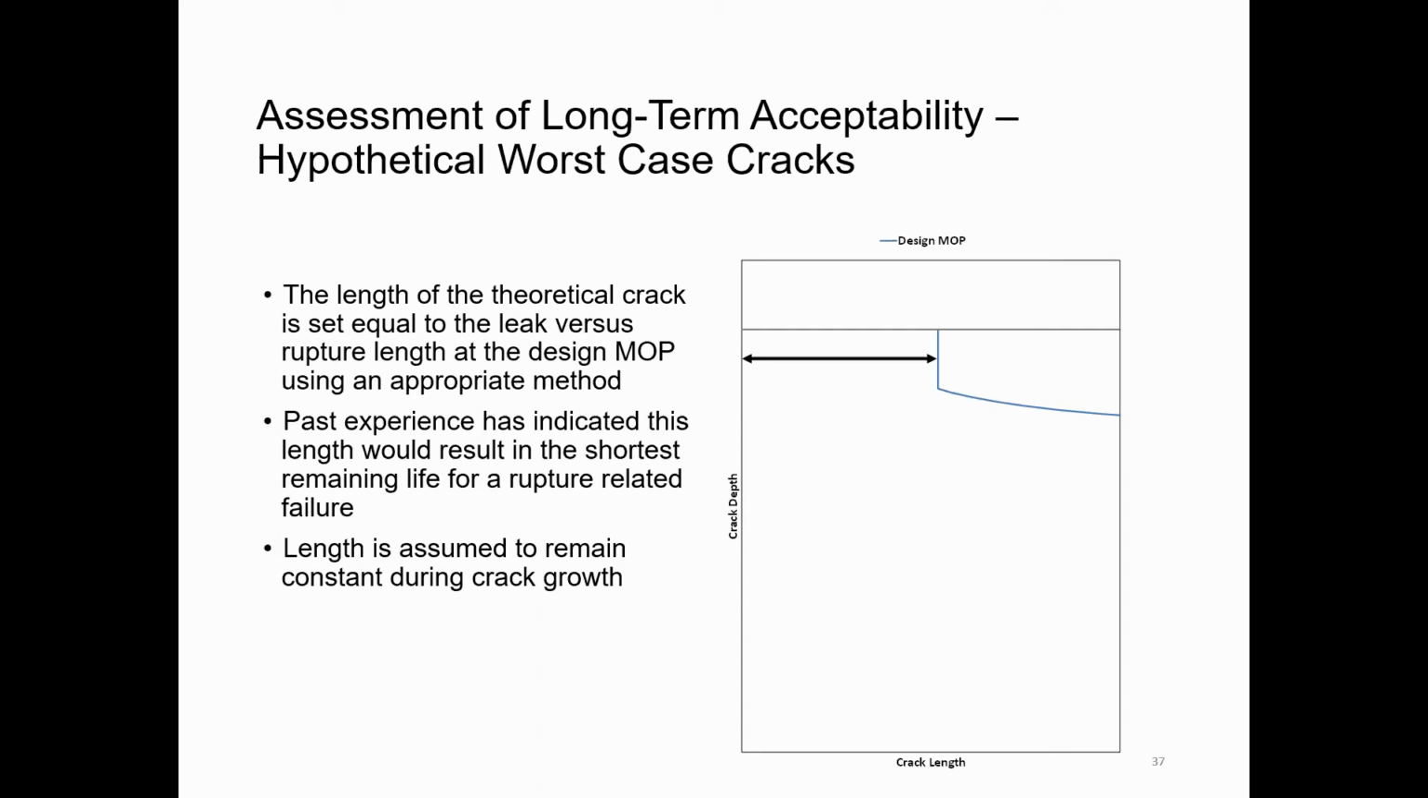Using a constant aspect ratio is overly conservative. If you start off with a 100 millimeter long crack that's 1 millimeter deep, so that's a 100-to-1 ratio, and you now say that it grows 1 millimeter more in depth, so you're now 2 millimeters, all of a sudden you've made that crack that was 100 millimeters long 200 millimeters, and that's just not likely to happen in the way cracks grow. So that's why we recommend that you keep the length constant when you do these remaining life calculations.